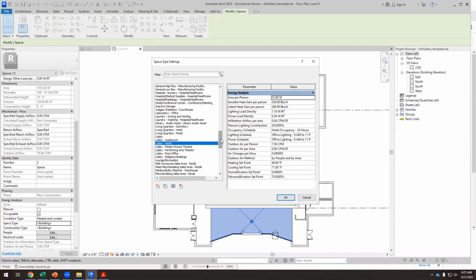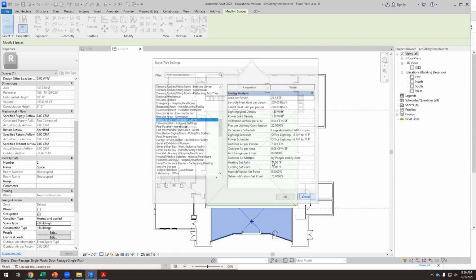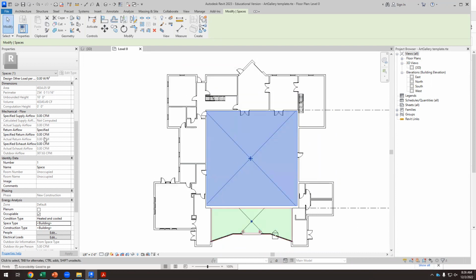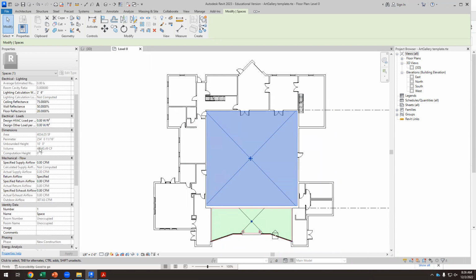Let me see. We have art galleries here. We have exhibit space, so we have the exhibition space, and this is around 20 square feet per person. The area of this is 4,000. No, that's the volume, the square foot, it's 4,000 square feet.